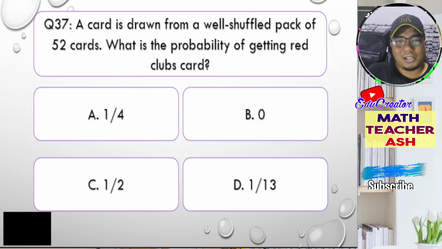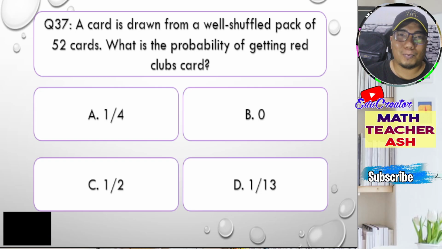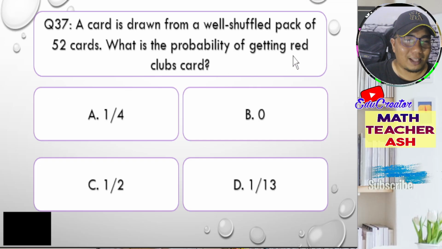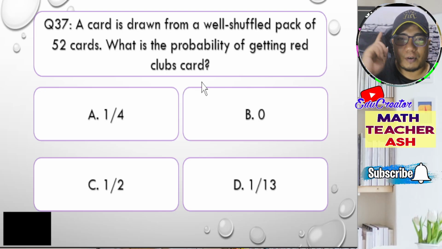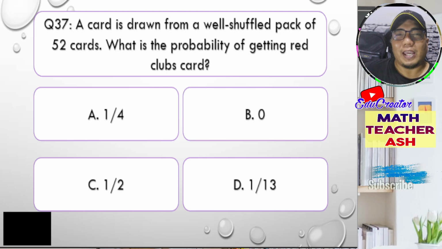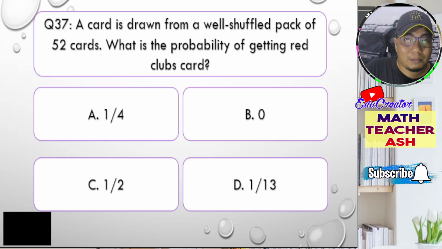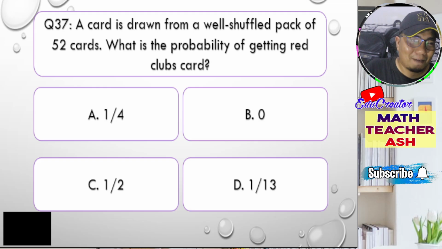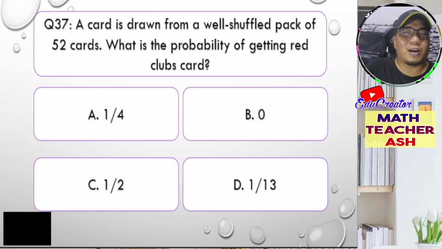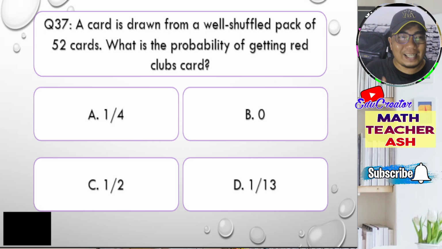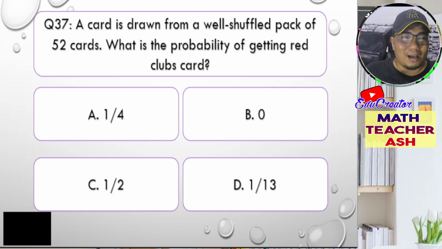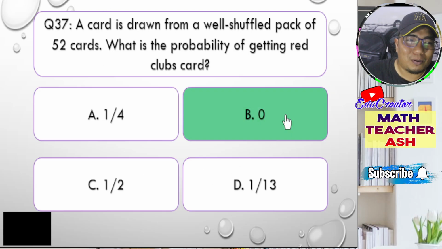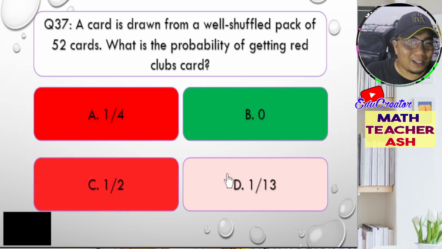Alright, my dear math learners, these are what we call the tricky question. So I hope you will not be confused on this question. Why? Because the probability here is getting a red club's card. The first question you need to ask to yourself, is there a possibility that a club is colored red? Alright, very good. There is no possibility that a club is red because all clubs in the deck of cards are black. So therefore, there is no way that you will have a chance to get a red club card. So the correct answer is 0. Alright. I hope you got that one, my dear math learners.